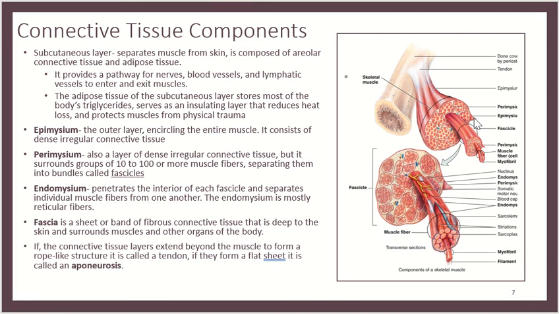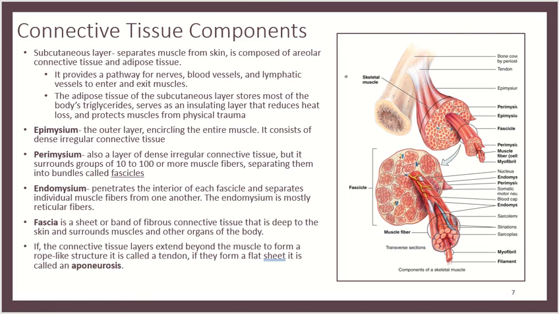Our next layer is the perimysium. You can see this here, and this is going to be a layer of dense, irregular connective tissue, but it's going to surround groups of 10 to 100 or more muscle fibers, and this is going to separate them into little bundles that are called fascicles. Next, we have the endomysium, and this is going to penetrate the interior of each fascicle, and it's going to separate individual muscle fibers from each other. So the endomysium is mostly going to be made up of reticular fibers.